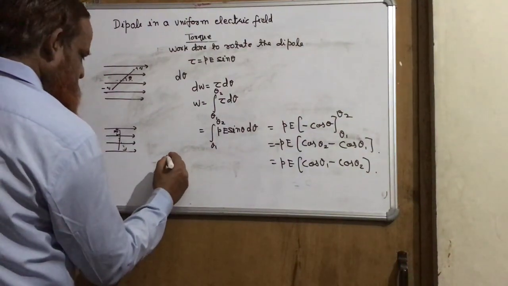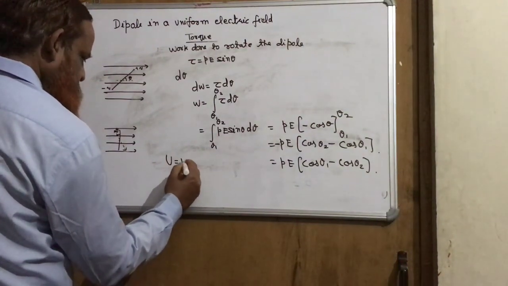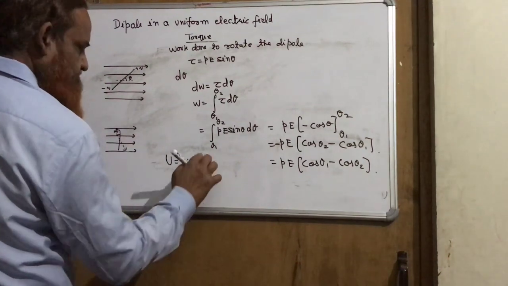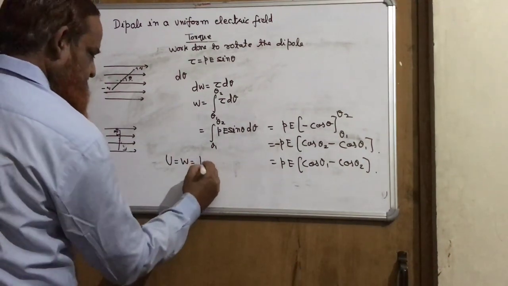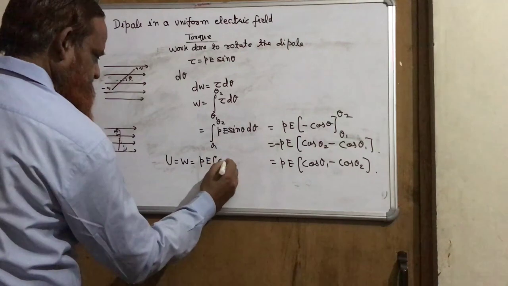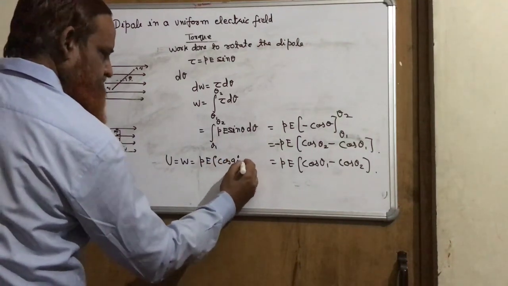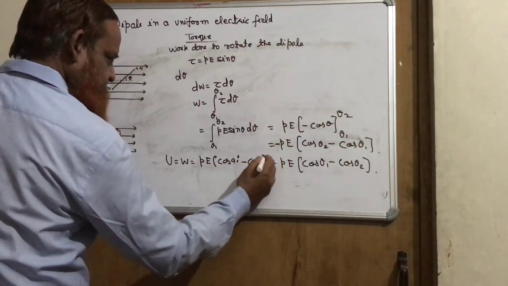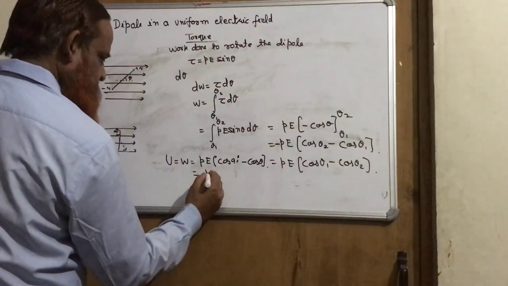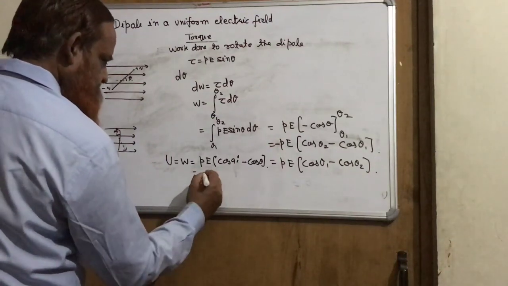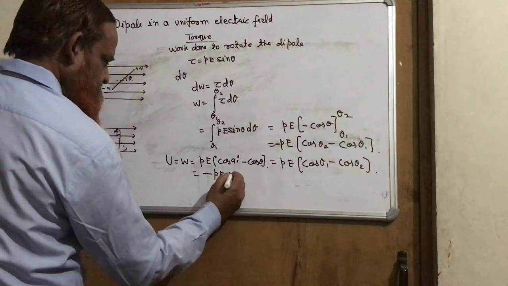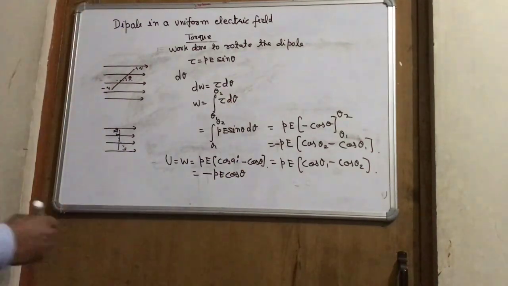So now the work done will be the potential energy. Initial angle is 90 and final angle some theta. So it will be cos 90 equals 0, and it will be minus P E cos theta. Thus we can find the potential energy.